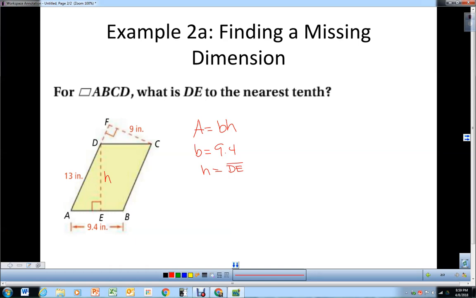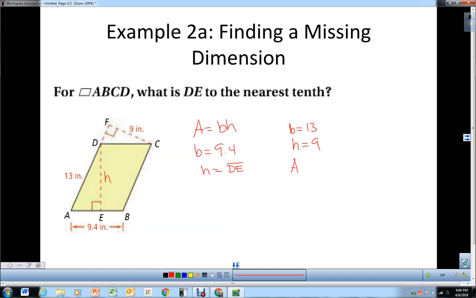Okay, so we can't solve it yet. We have two unknowns. We don't know the area, and we don't know the height, DE. So if we look at it this way, they give us another base. The base is 13 inches. So for the other one, our base can be 13 inches, and for that base, the corresponding height would be 9 inches, because it's the distance between CB and 13 inches. Therefore this height is going to be 9.